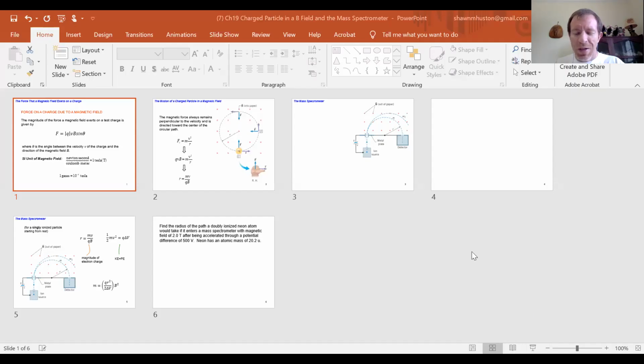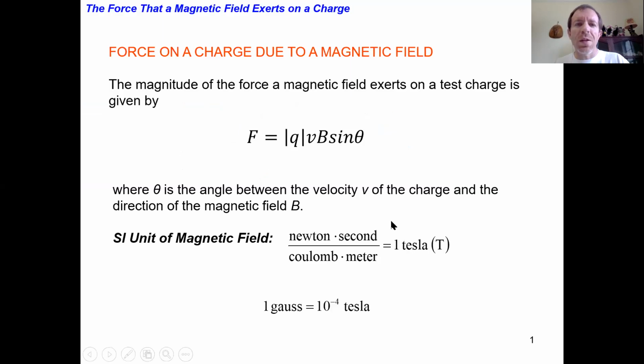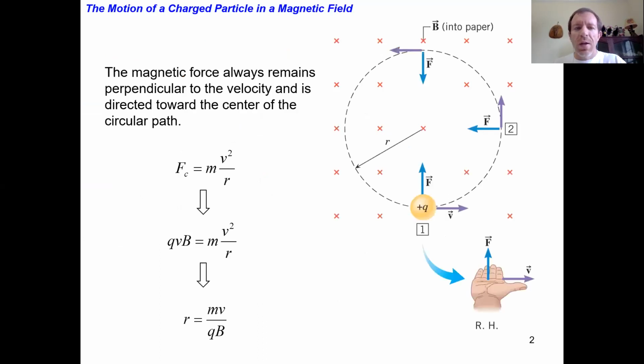We are going to take a look at mass spectrometers in this lecture. A mass spectrometer is a device that will allow us to basically get some clues about what a particle is. All right, so we're starting out with the force on a charged particle in a magnetic field, which is QVB sine theta.